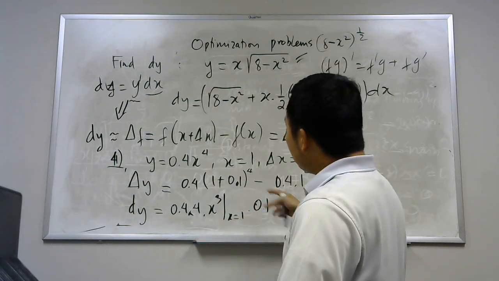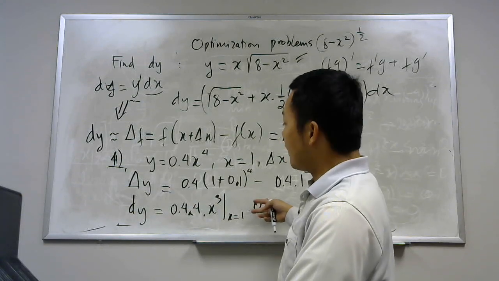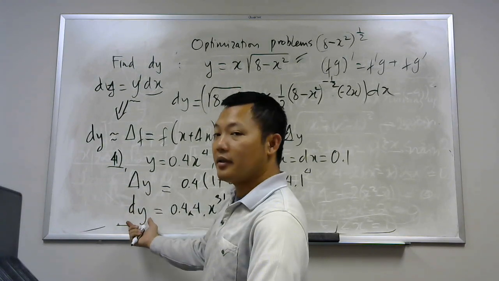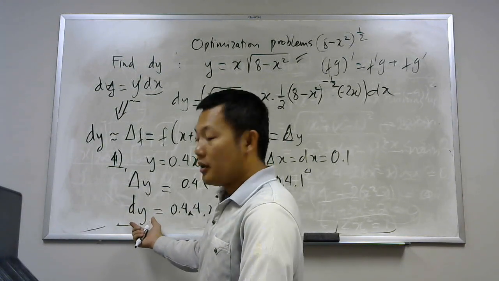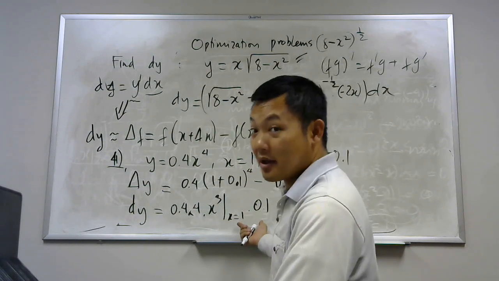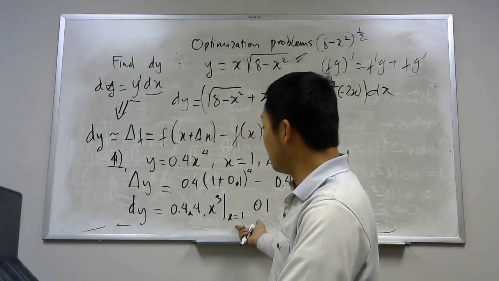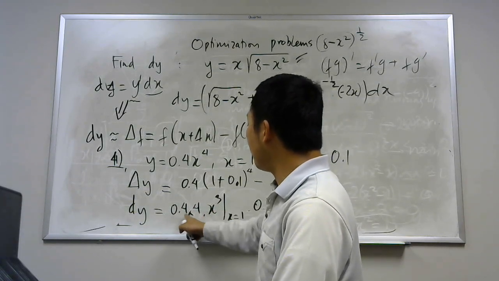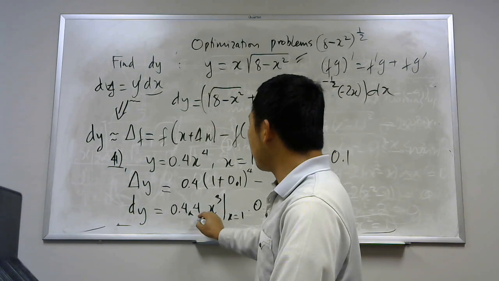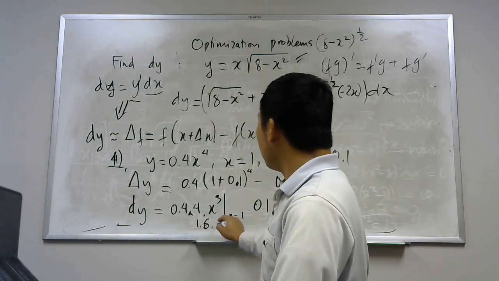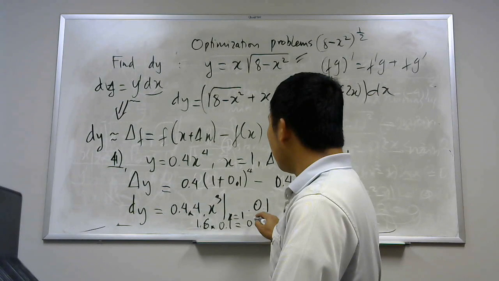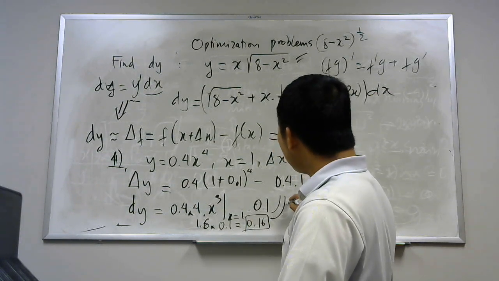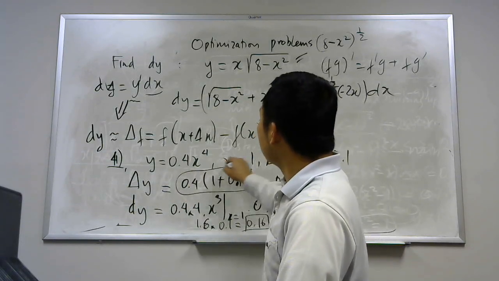And of course, if you compare the two expressions in here, you can see that if we approximate delta y using differential, our computation is much simpler. You see, here you plug 1 into this, you get 0.4 times 1 times 4 is 1.6, and then multiply by 0.1, you get 0.16, and that's your answer. And actually, this is approximately equal to the other value.